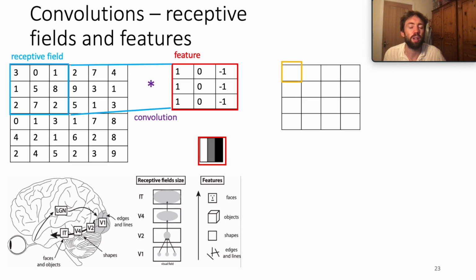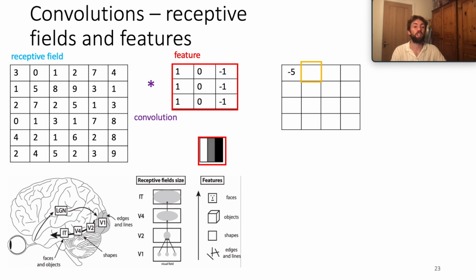We can do this essentially by doing an element-wise multiplication of this feature window here with this receptive field on the image here. This first column of the element-wise multiplication is 3 times 1 plus 1 times 1 plus 2 times 1, which equals 6. The second column is all zeros, and the third column is minus 1 times 1, plus minus 1 times 8, that's minus 9, plus minus 1 times 2, so that's a total of minus 11. So if we add up these three things, we will get 6 minus 11, which should be minus 5.